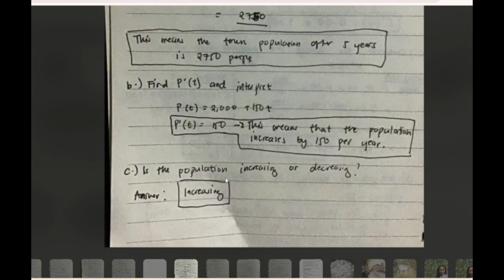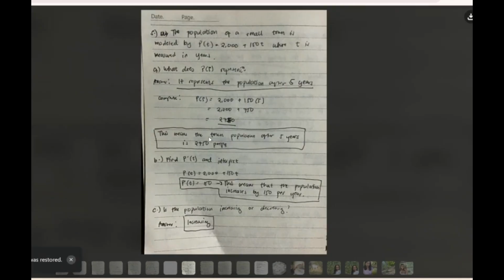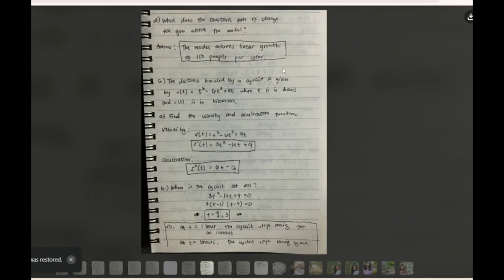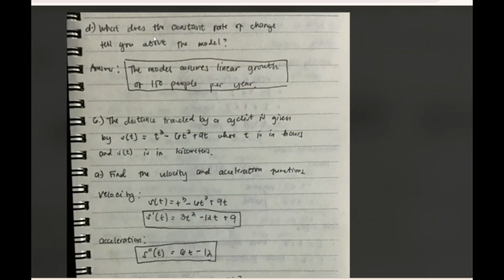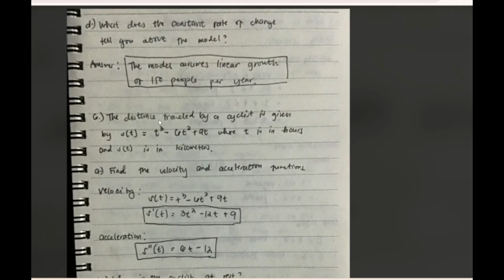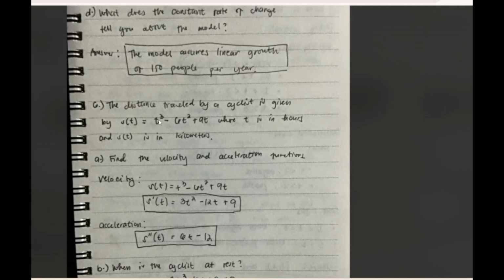Letter C, is the population increasing or decreasing? Since 150 is greater than 0, the population is increasing. Moving on to letter D, what does the constant rate of change tell you about the model? To answer, the model assumes linear growth of 150 people per year. That's simply as that.